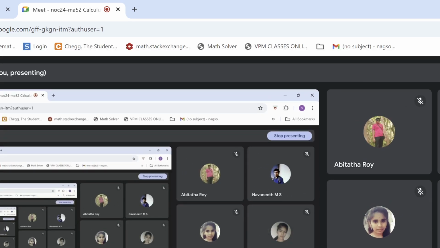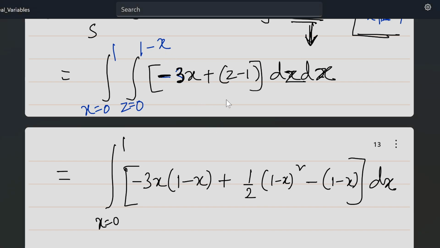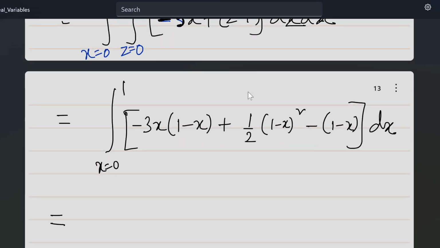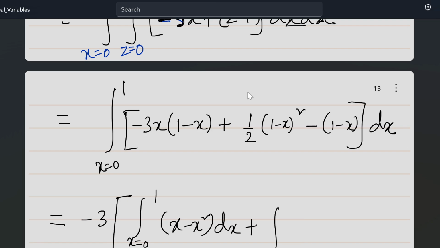Okay, I think fine. I just directly integrate with respect to z, keeping x as constant. That is the main rule. So again, now I am integrating with respect to x. So it is just a normal integration. So minus 3 will come outside. Now the integral of x minus x square dx plus half 1 minus x whole square dx minus 1 minus x dx.